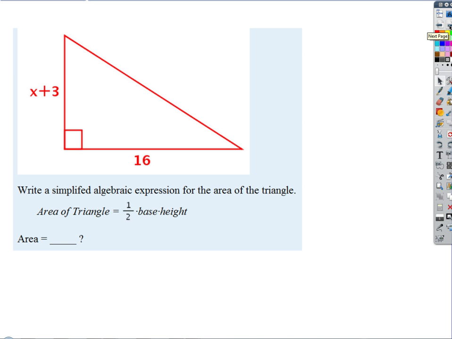All right, this one. There's sort of a common theme in the next couple examples we're going to look at here. We want to take a situation, in this case a geometry situation, and turn it into an algebra expression. Turn it into an expression that represents area. So talk to me about that. What do we do here?